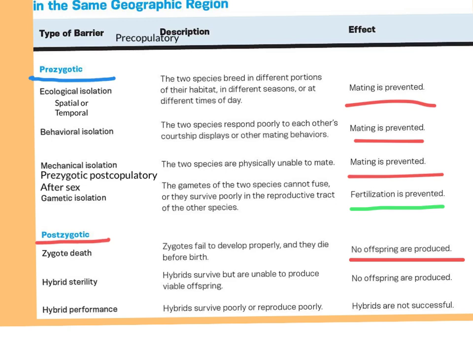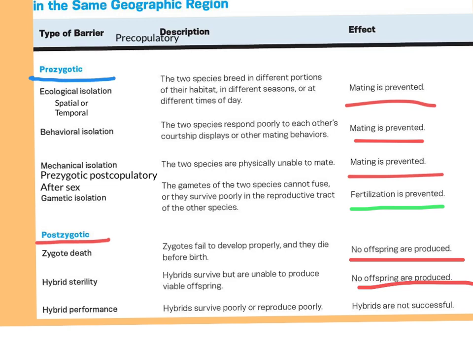Hybrid sterility. Hybrids survive, but they can't produce offspring because they're sterile. Or it might be that one sex of the hybrids is sterile and the other one is not, which sometimes happens with horses and donkeys, depending on who the mother is, whether it's a donkey or the horse. And then as far as the offspring, if it's a female offspring, sometimes they're actually sterile, but the males are not. Okay, so hybrid sterility.